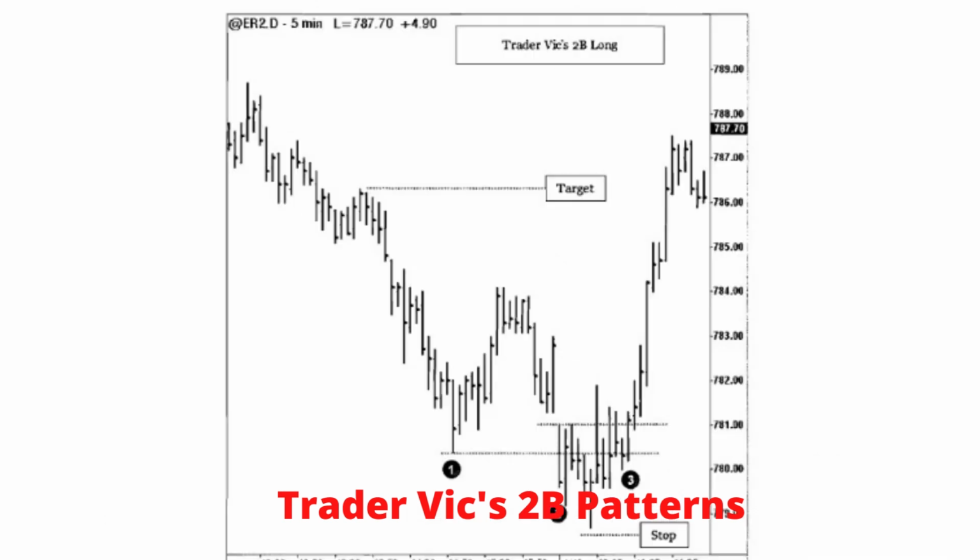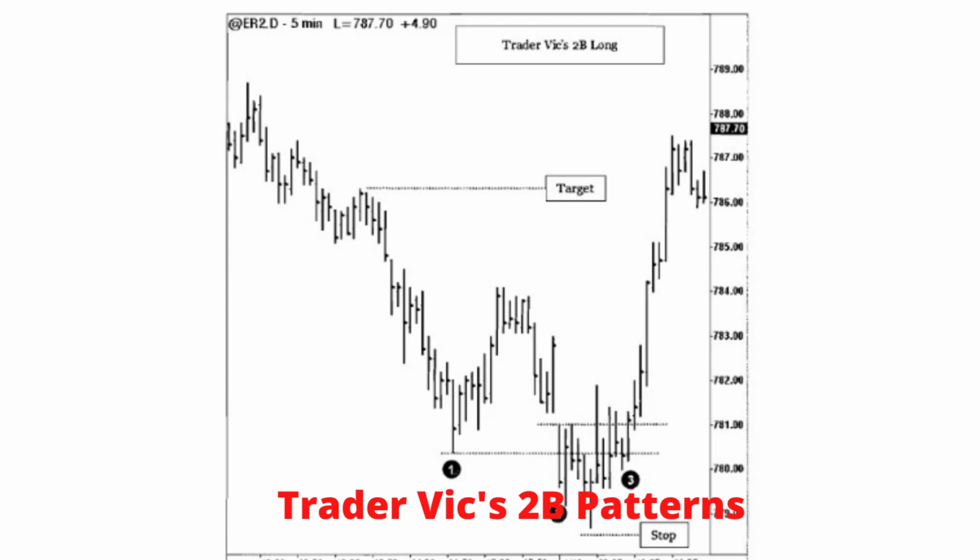Trading 2B bullish pattern. This chart illustrates a 2B bullish reversal pattern from the Russell 5 minute chart. The Russell made a new low at 780.5 at bar 1. After the new low, it reversed its trend and rallied back to 784 for a healthy pullback. It then attempted to test the new low again at 780.5 at bar 2 to close below the low of bar 1.